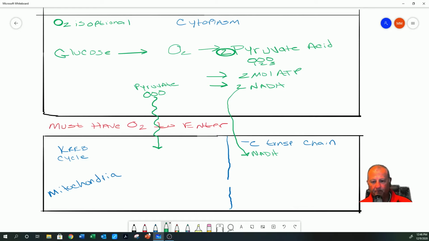Now what happens? Pyruvate comes in, and there's a bunch of enzymes here that are going to meet up with pyruvate to change things around a little bit. One of those is called acetyl CoA. Let me write it here.